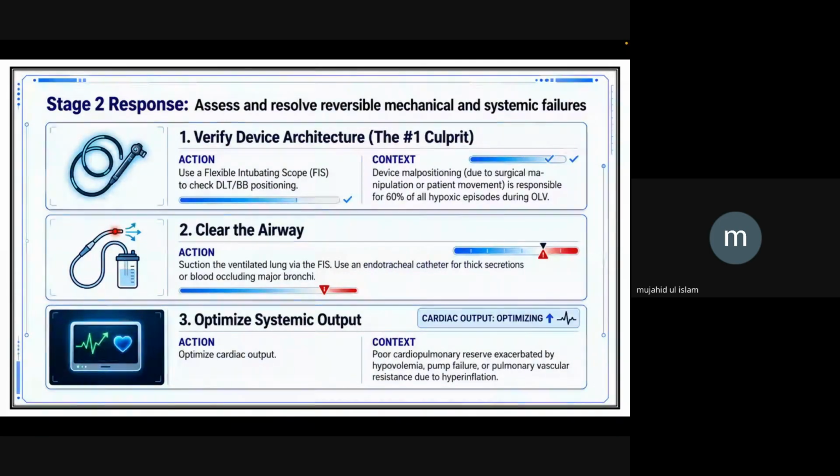Once the patient is stabilized on two lung ventilation, systematically look for reversible causes. First, use fiber optic bronchoscopy to verify the position of the BLT or bronchial blocker, as malposition is the most common cause. Next, clear the airway by suctioning any mucus, blood, or secretions from the ventilated lung. And finally, optimize systemic output by correcting hypovolemia, improving cardiac output, and addressing any hemodynamic instability.